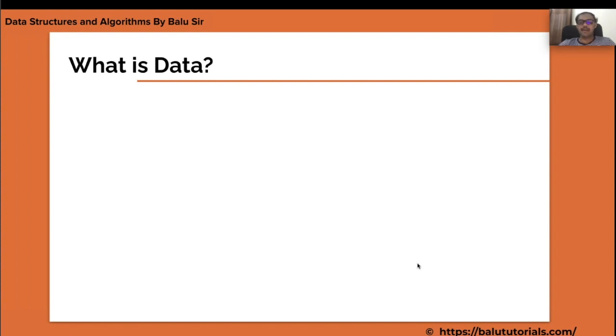Information, sir. Information. Let's say Balu sir's sessions are starting today at 7 o'clock. This is one piece of information. Or you can say students paid 5,000 for the data structure. This is one piece of information, right? So in the real world, any small piece of information that you represent is called data. So data is nothing but any piece of information.